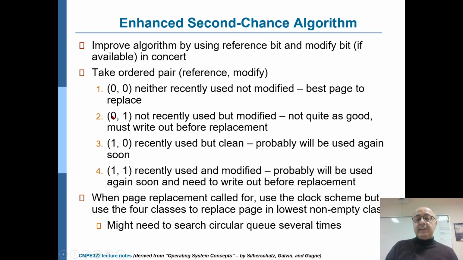The other case is 0,1. Again, the page has not been used for some time, so it is a candidate for replacement. However, it has been modified, so the dirty bit is 1. So, well, if I am really running out of free space, if I don't have pages with 0,0, then 0,1 would be the next candidate. But note that it incurs the cost of writing the page to the swap. So it's a little bit more costly compared to case 1.